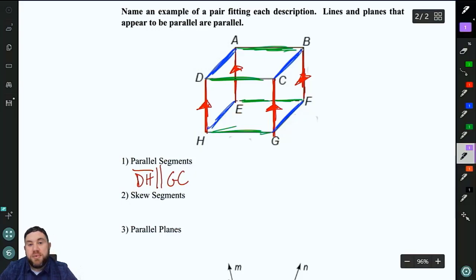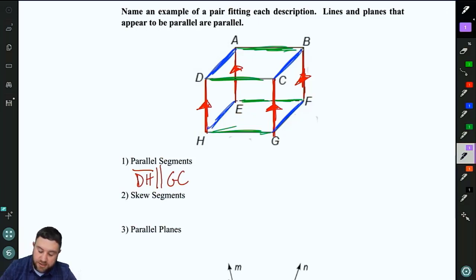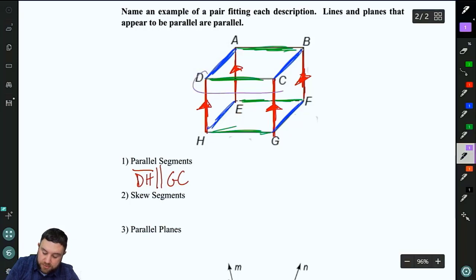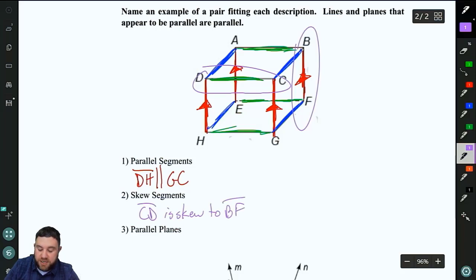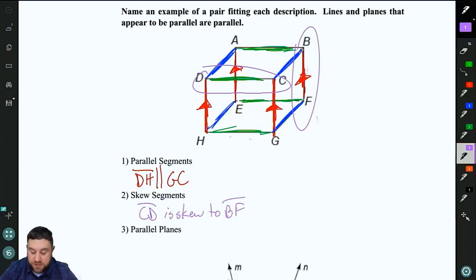Skew segments, remember those are ones that are not intersecting but not in the same plane. So we could do DC and BF. I'm just picking 2 at random. But again, there's a whole lot of different options because you could do DC and BF or FG or EH or AE. All of those would be skew to CD. So there are lots of options here.